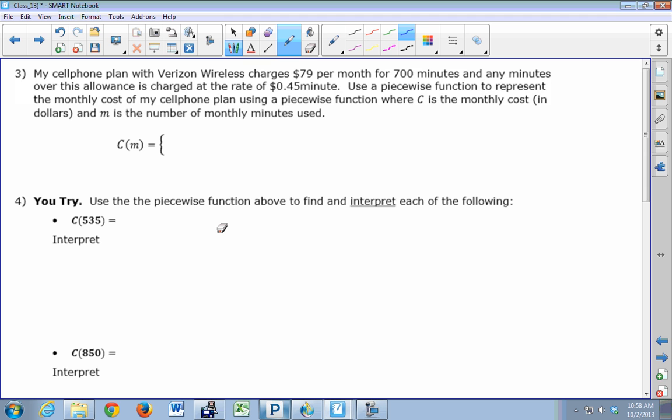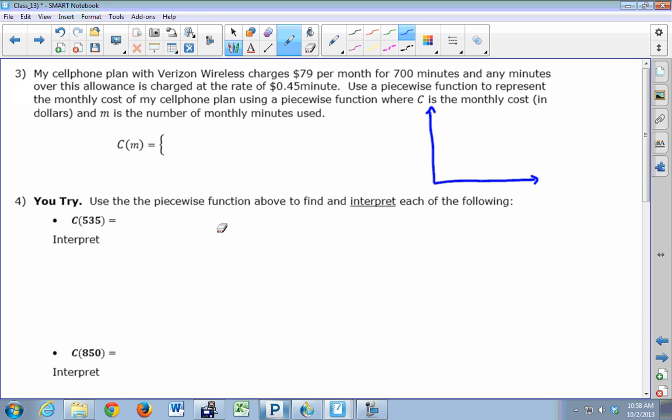So, all right. Why do I need a piecewise function to talk about this? I have a constant idea going on here, and then I have an increasing idea going on here, right? So where's my constant idea? What part of my domain, or what legitimate interval for minutes used or talked would I be charged a constant amount? 0 to 700. So I can start there. I can start there with my graph.